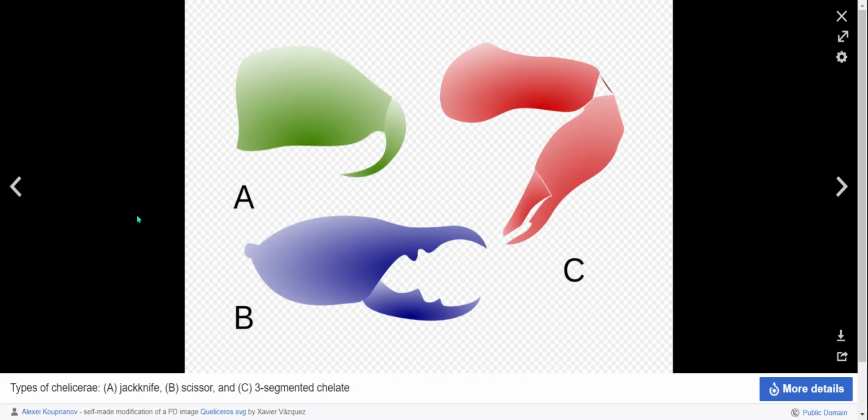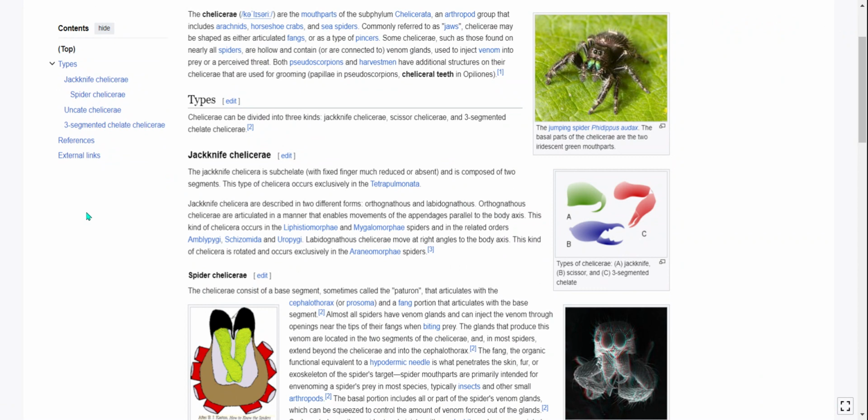It looks like these are our types right here. I'll pull up this image again at the end so we can connect it to our learning. We have the jackknife, we have the scissor, and the three-segmented chelate. So jackknife chelicerae. The jackknife chelicera is subchelate with fixed finger much reduced or absent, and is composed of two segments.